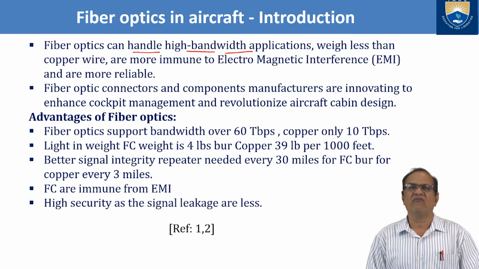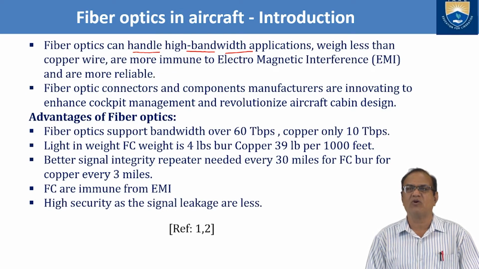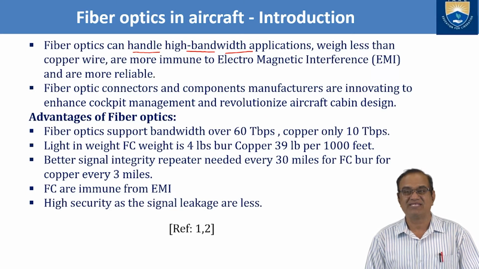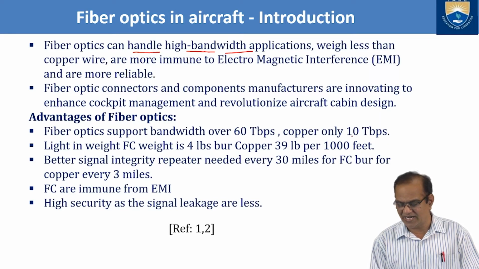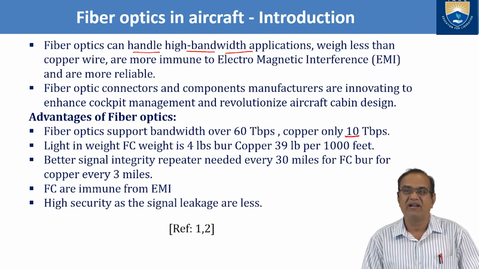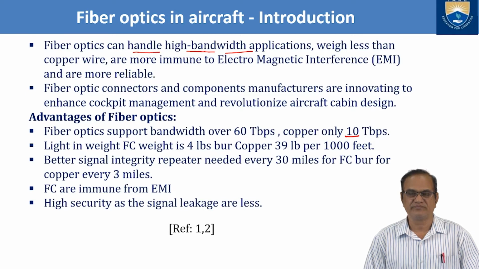So, advantages of fiber optics. Fiber optics support bandwidth over 60 terabytes per second. Copper can only handle up to 10. So the bandwidth capacity of fiber optics is 6 times more than copper wires.